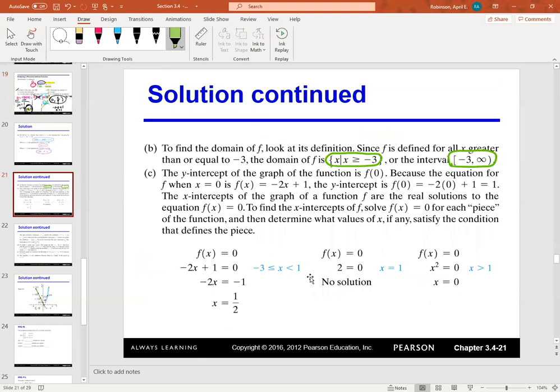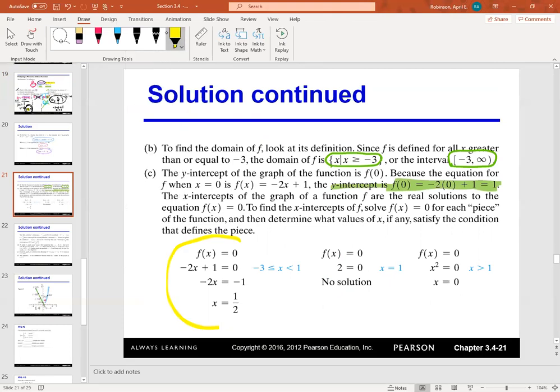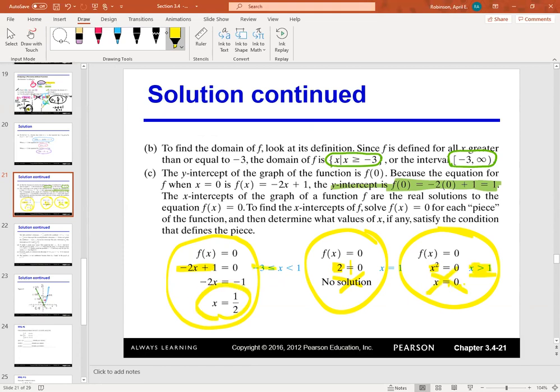And let's see what their part C says. The y-intercept is right there. Did they label it? F of 0 equals 1. So 0, 1. And then my x-intercepts are going to be, and you can see down here, they did all three of them. They let f of x be the 2x plus 1. There's the 2, and there's the x squared. Those are the three that I did on the previous page. That makes no sense, so that's no solution. X equal to 0, this said x was greater than 0, so that one's out. This would be the only one that works because it's within this range.